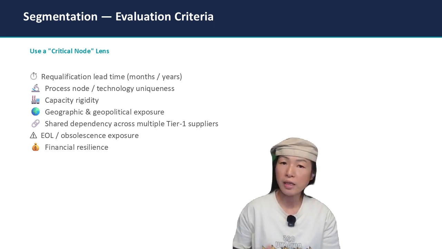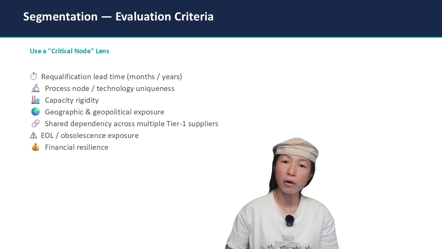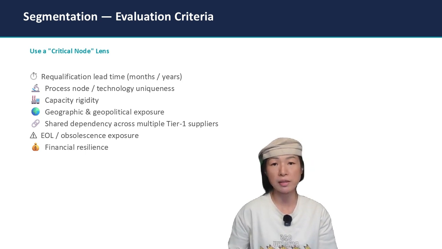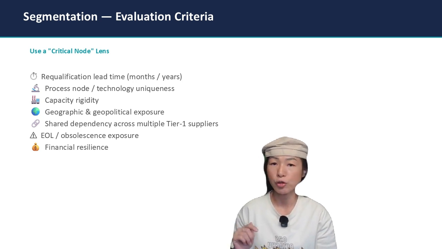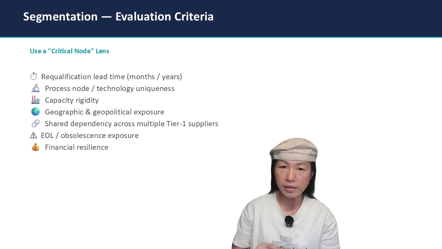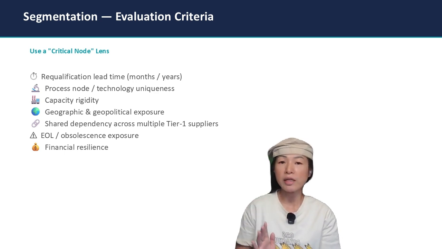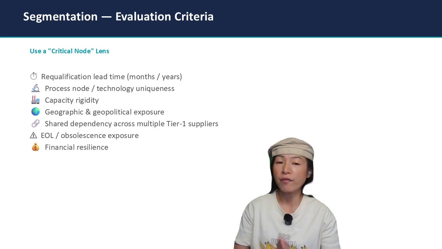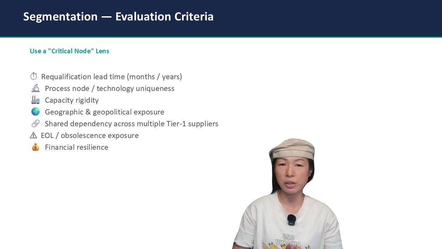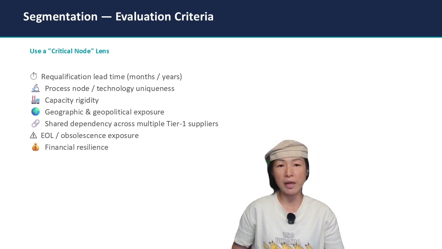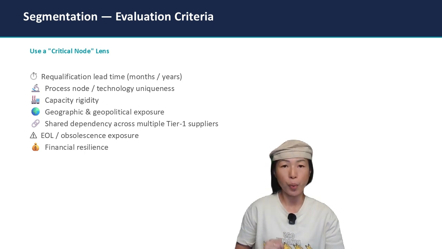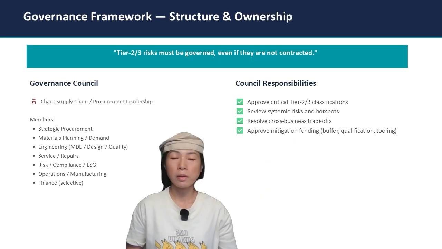Technology uniqueness, capacity rigidity, and geographic exposure add further dimensions. Shared dependency is often overlooked. When multiple Tier 1 suppliers depend on the same Tier 3, your risk is correlated even if your Tier 1 portfolio looks diversified. Finally, EOL exposure and financial resilience round out the picture, especially for SME suppliers who may lack the balance sheet to weather extended downturns.